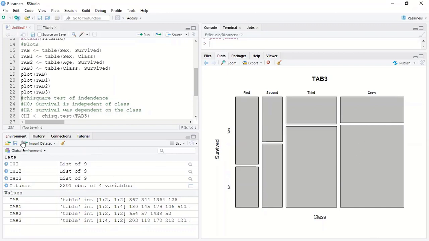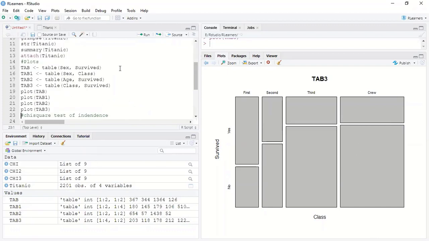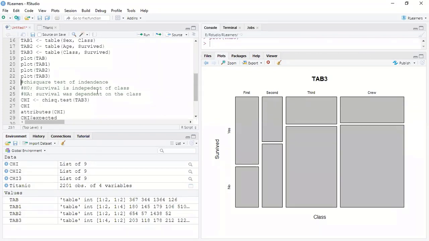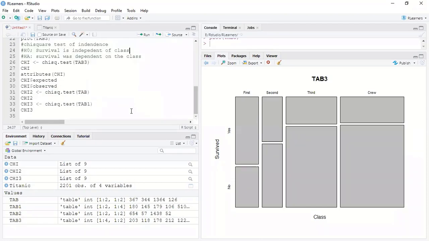All right. So that is a chi-square test of independence. That's how you check whether your survival is independent of the class that you are in, whether your survival is dependent or independent of age, sex, or class. All right.